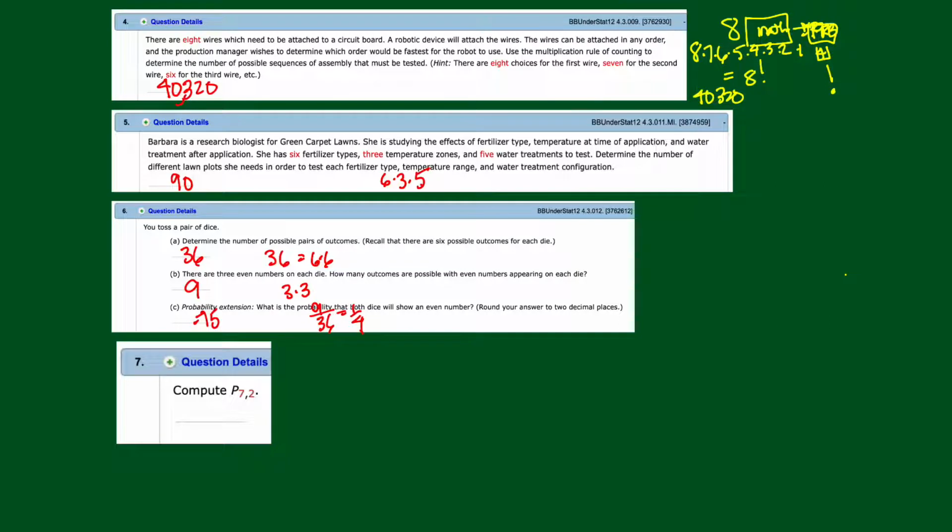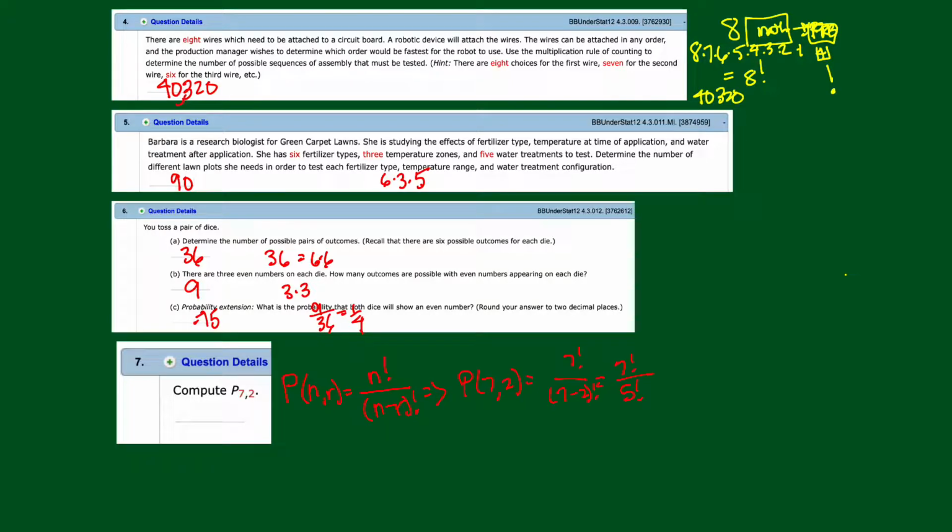And in number 7, compute the number of permutations, 7 objects, 2 at a time. We have a formula for this. The permutation of n objects taken r at a time is the total number of objects factorial divided by n minus r factorial. So for us, with 7 objects, 2 at a time, this is going to be 7 factorial on the top and 7 minus 2 factorial on the bottom. That's 7 factorial over 5 factorial.